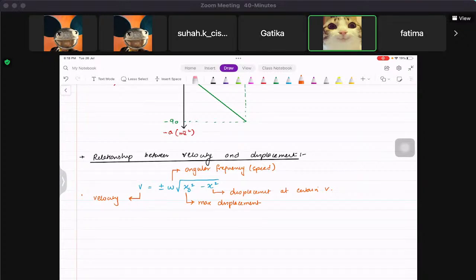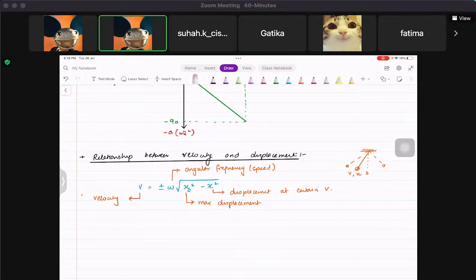Basically what it means is, let's suppose the pendulum is here. So the pendulum's max points are here. Let's suppose the pendulum is here right now, so it will have a certain velocity and a certain displacement. So we are talking about this displacement. This displacement is x naught. Do you understand?